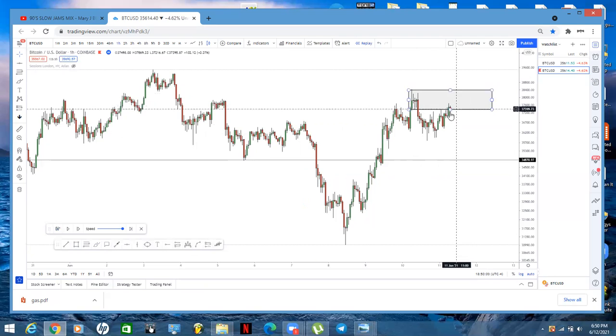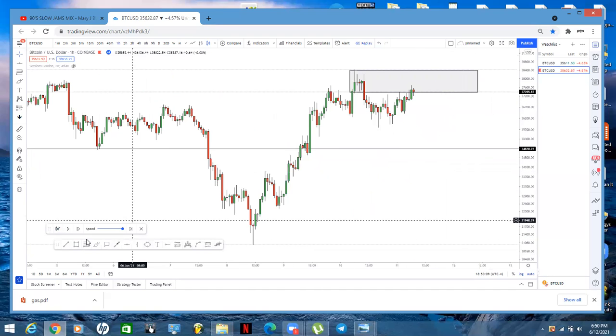And notice how when we came back into that level, this candle right here actually closed into that zone. All right. So when that happened, we would have been looking for a structure break, break the structure.